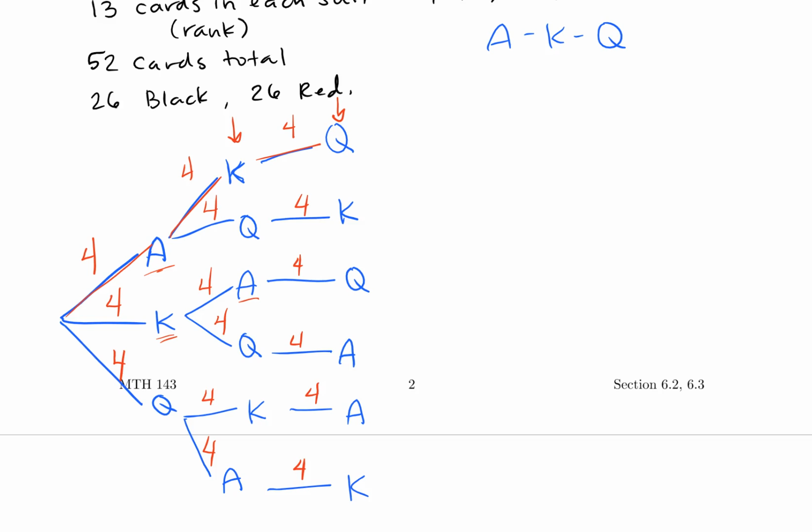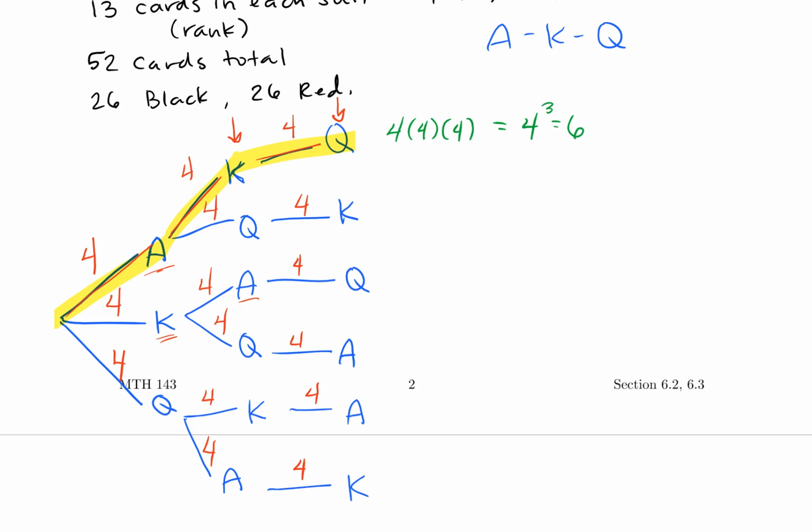So what we'll do is we will multiply across branches, and then we will add between the branches. So let's show this on the first one. If I want to know the number of ways I can get an ace followed by a king followed by a queen, that will be given by 4 times 4 times 4, or simply 4 to the third, okay? Which is 64.